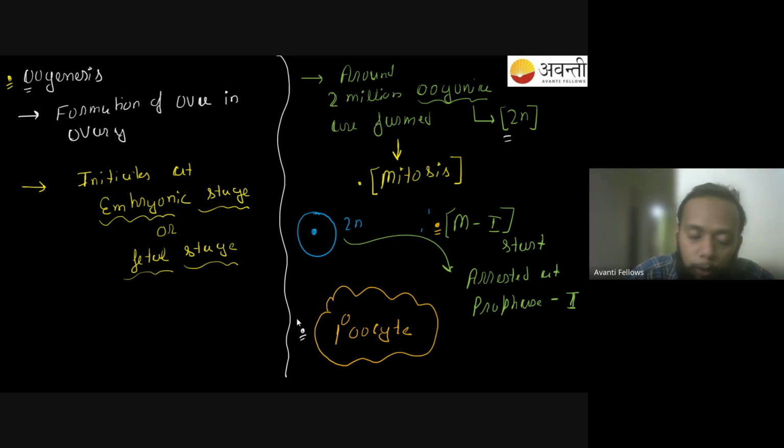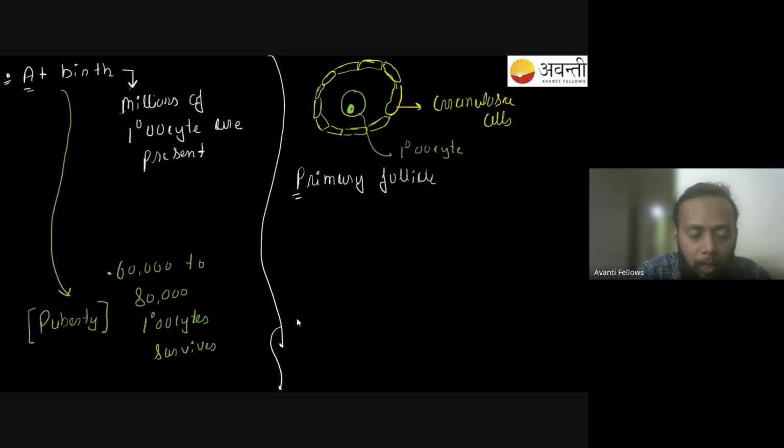Now what happens? So now you have a primary oocyte. Now assume that the baby has been born. So once the baby has been born, within the ovary you will have millions of primary oocytes at birth. But as the girl hits puberty at the age of 13, if you count the primary oocytes, they are going to be fewer. The number of primary oocytes remaining at the time of puberty is going to be around 60 to 80,000. Okay. Now understand what will happen after this.